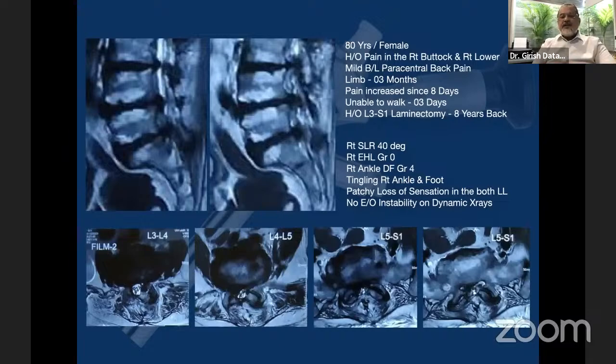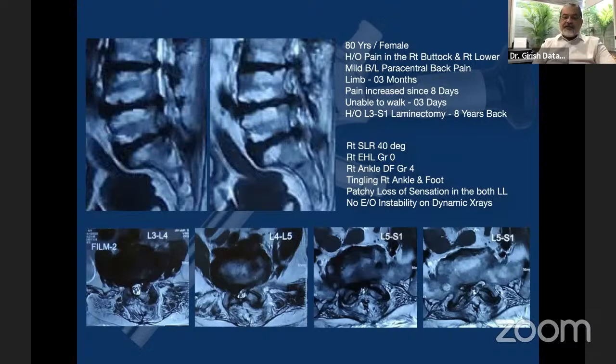So this was an 80 year old female, with a history of pain in the right buttock and the right lower limb, with mild bilateral paracentral pain for about 3 months, and the left limb pain for 3 months. Then pain increased since the last 8 days, and she was unable to walk for 3 days. She has a history of laminectomy, which was performed from L3 to S1 about 8 years back. Neurology was right SLR 40 degrees, right EHL 0, right ankle dorsiflexor 4, tingling in the right ankle and foot, patchy sensory loss in both limbs.